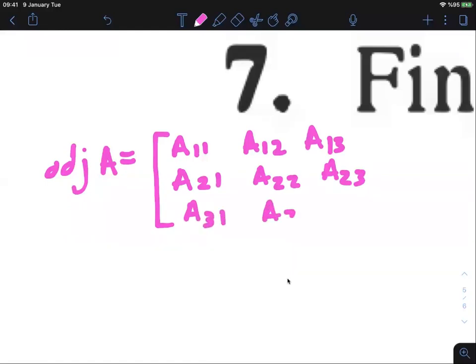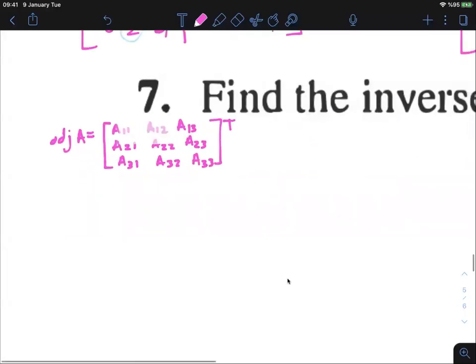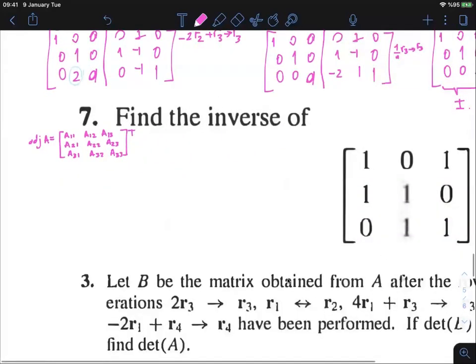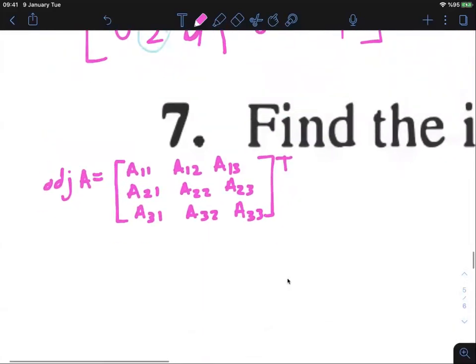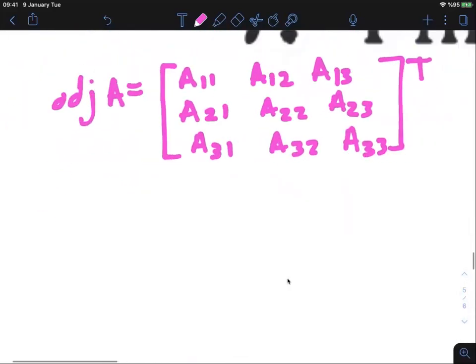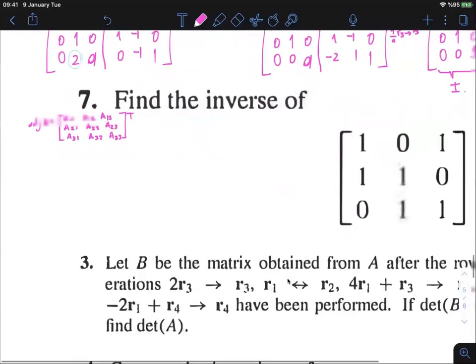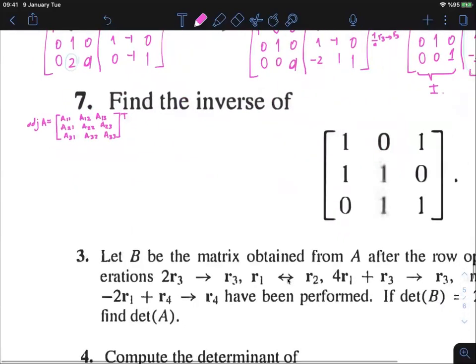A32, A33. So we have to take the transpose of this matrix. This is for 3 by 3 and for other cases as well. So we're trying to find the inverse of this guy using this Adjugate matrix. So what were the cofactors? Let me first copy this so that you can see it.